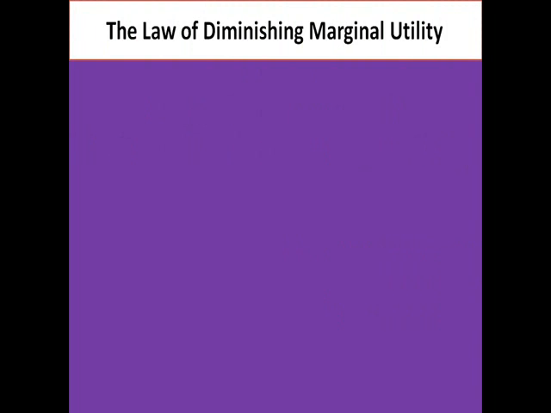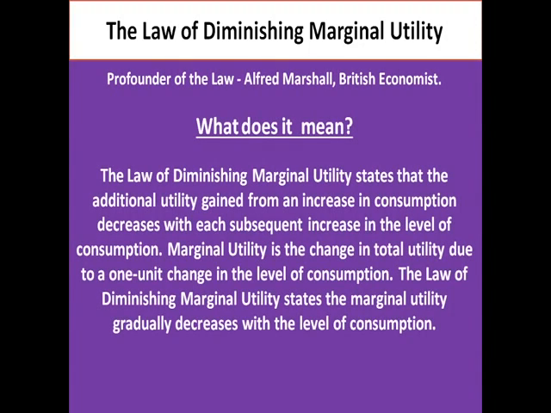So the law of diminishing marginal utility has been propounded by the eminent British economist Alfred Marshall. So Alfred Marshall developed the law of diminishing marginal utility. And what does it mean? The law of diminishing marginal utility states that the additional utility gained from an increase in consumption decreases with each subsequent increase in the level of consumption. That is, marginal utility is the change in total utility due to 1 unit change in the level of consumption, and the law states that marginal utility gradually decreases with the level of consumption.